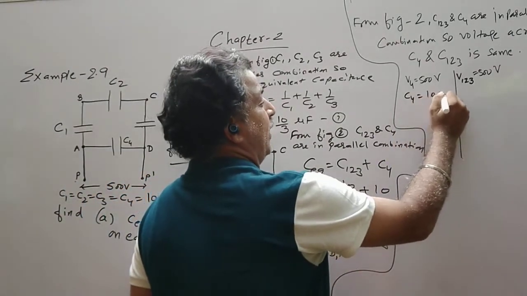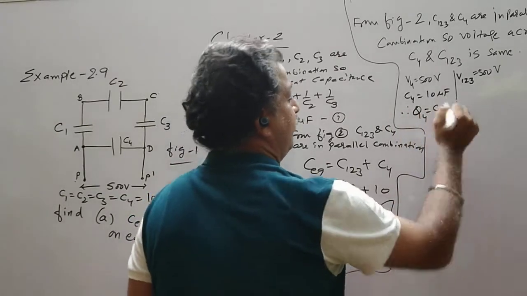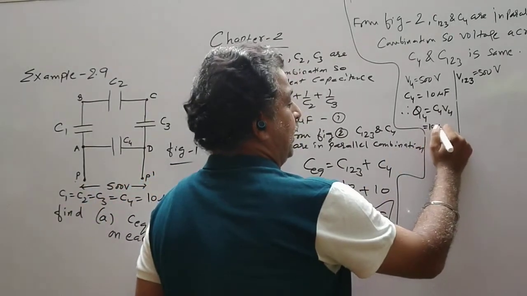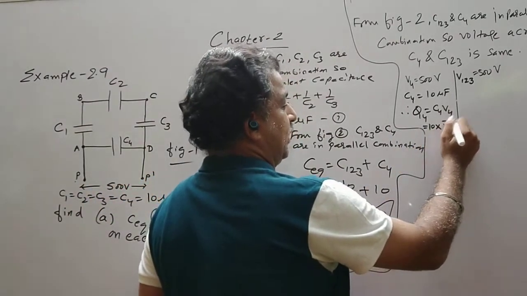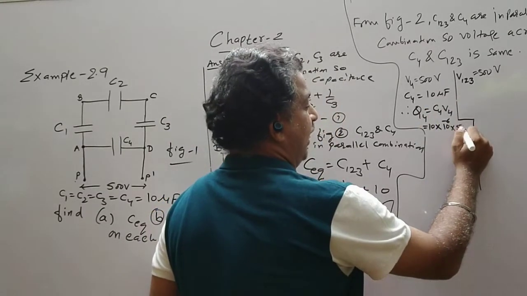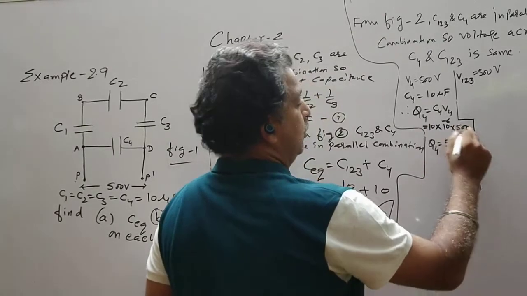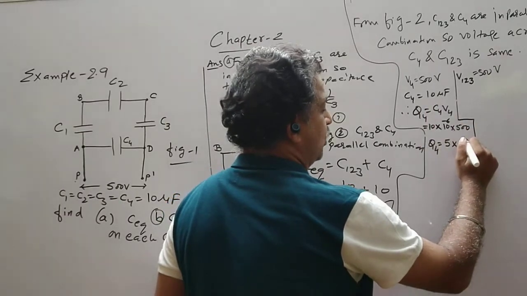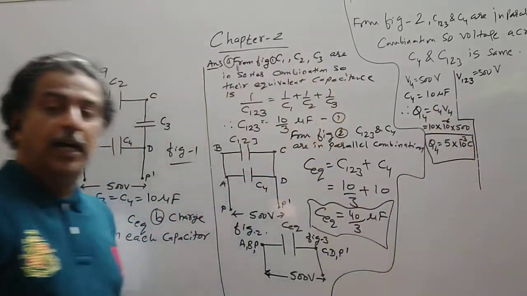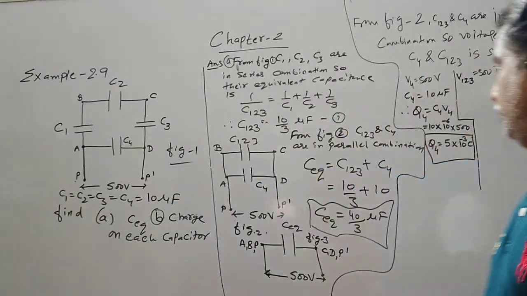C4 is 10 microfarad. Therefore, Q4 is equal to C4 V4. That is our formula. So it becomes 10 into 10 raised to minus 6 for C4, into 500 volt. So Q4 comes out to be 5 into 10 raised to minus 3 coulomb. So this is our answer: Q4 comes out to be 5 into 10 raised to minus 3 coulomb.